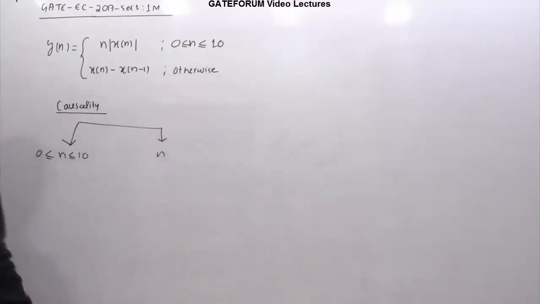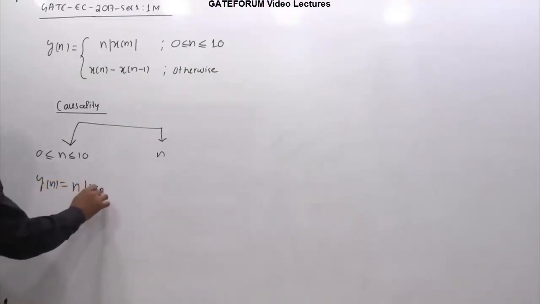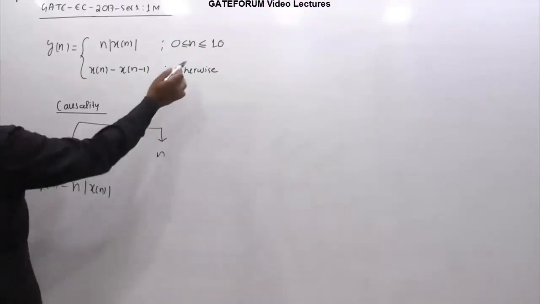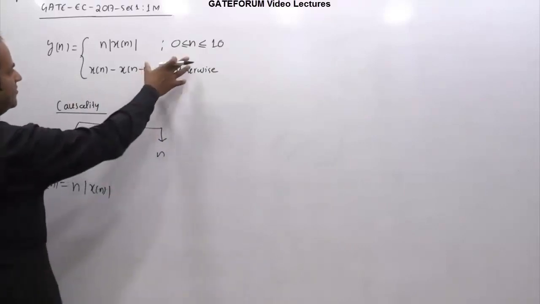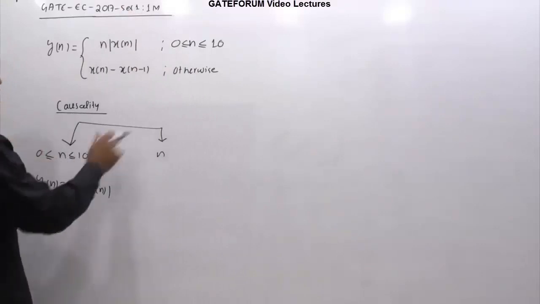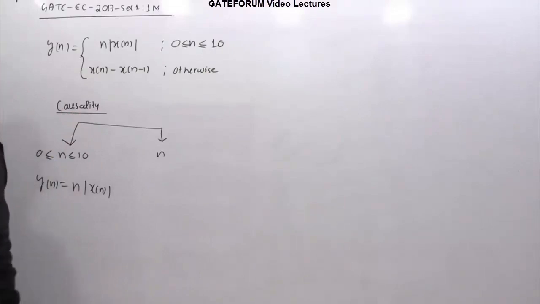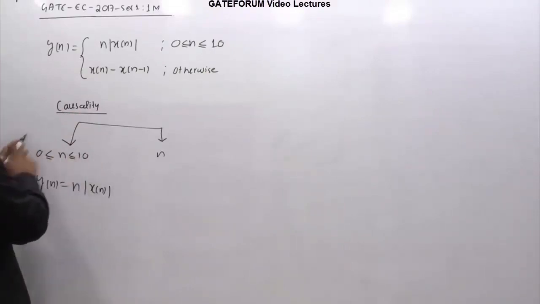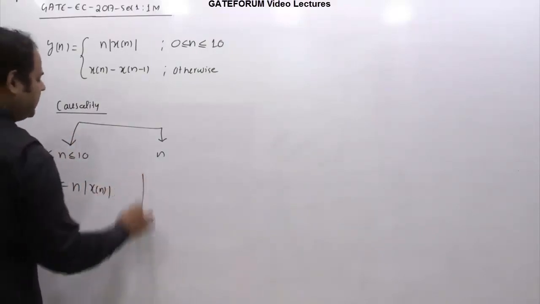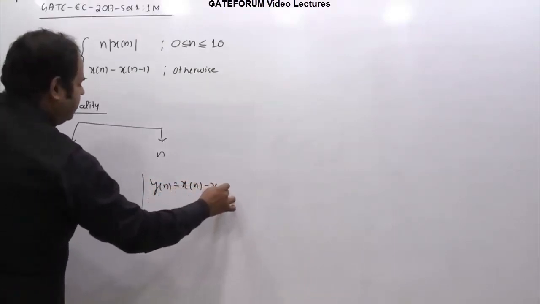So speaking about this one, in this case y of n equals n into mod of x of n. In the other case, when n is not in this range, I should not write greater than or equals to 11, because that would indicate only positive values of n, and n also takes limits from minus infinity. So other than this range means from minus infinity to plus infinity except these values of n, we expect y of n to be x of n minus x of n minus 1.